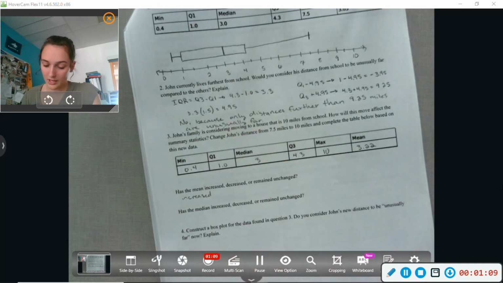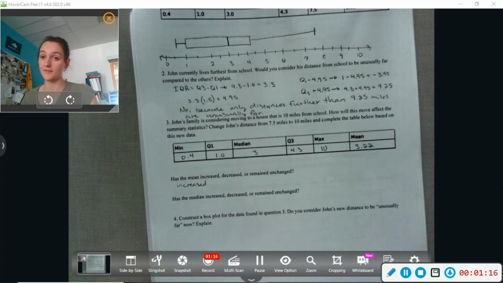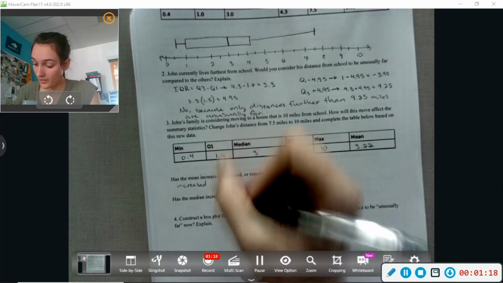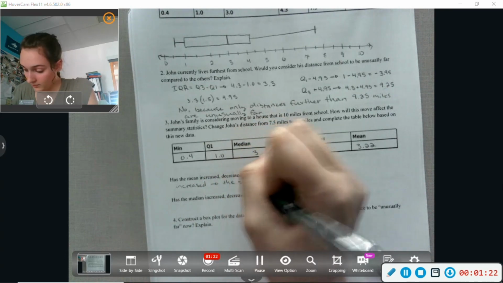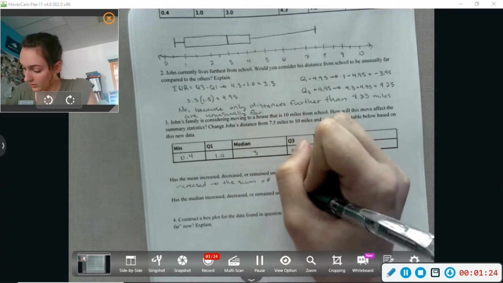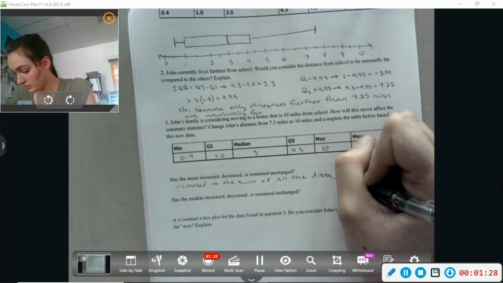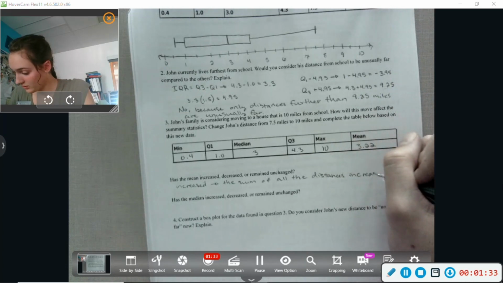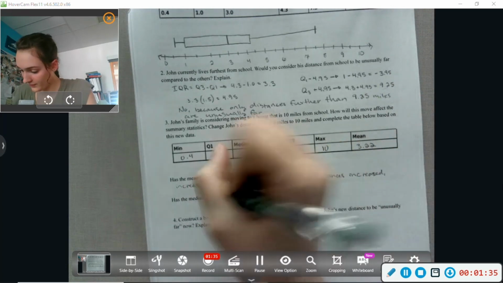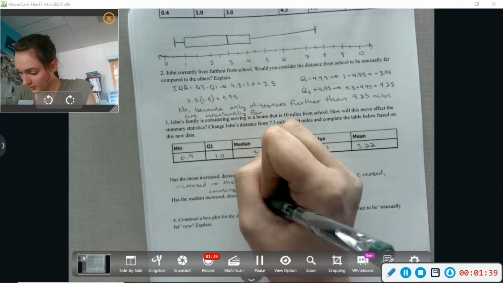Okay, and the reason of that is that the sum of all of our distances increased, right? Instead of adding a 7.5 as the last value, we now added a 10, right? So the sum of all the distances increased, causing the mean to increase.